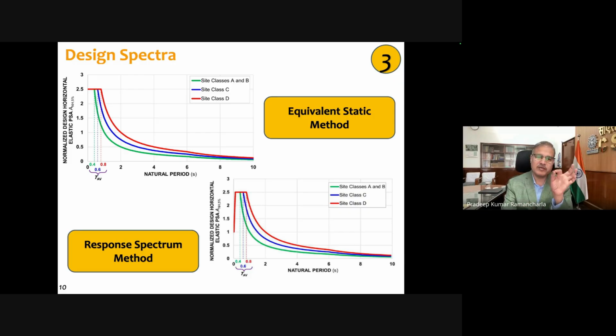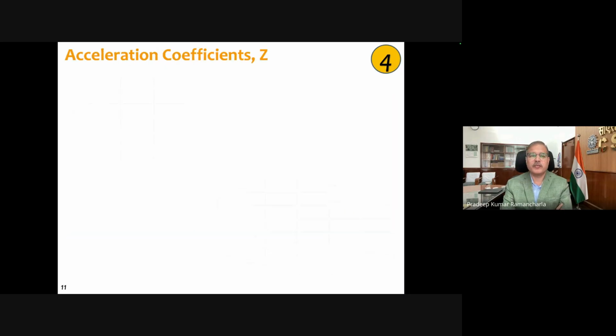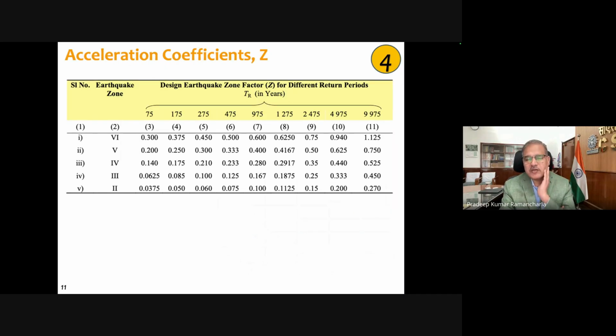Based on that, we have to select the spectra and get the normalized design horizontal elastic PSA, that is the acceleration value. So now here, acceleration coefficient values. Earlier we used to look at the zone factor, that is 0.1 for zone 2, 0.16 for zone 3, 0.24 for zone 4, and 0.36 for zone 5.